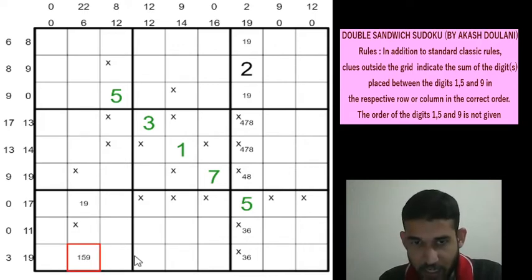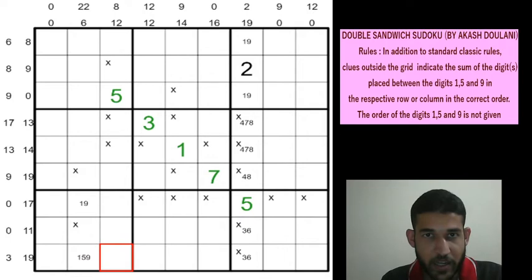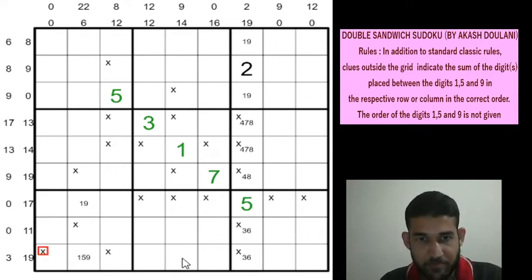Hope it's clear to follow until here. And now we can make some X. There is no 0 total, so I mark this as X, which means that 1, 5 and 9 are not in those cells. Now again, I cannot have a 1, 5 or 9 here, as that would mean to satisfy the 0 total I will have a 1, 5, 9 here. So this is an X.